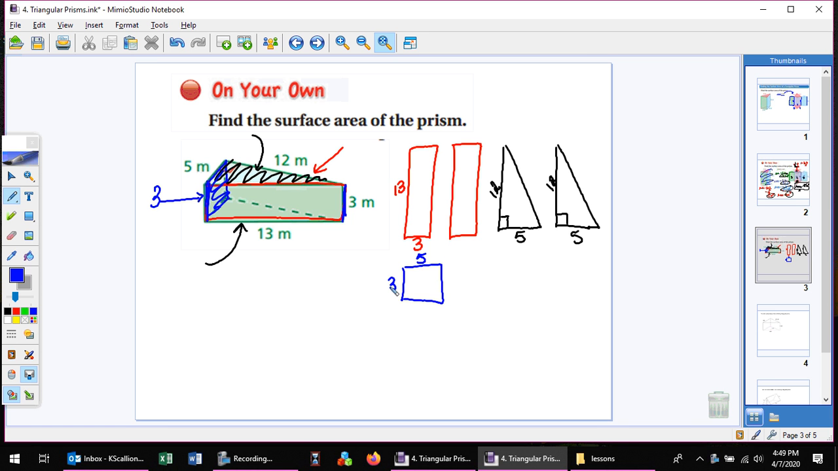So now what I'm going to do is take the area of each individual piece and then add them together. So we know to find the area, I'll do my red ones first. The area of the red ones, that's going to be 13 by 3. So that's going to be 39 meters squared. But I have 2 of those. So I'm just going to write that down.